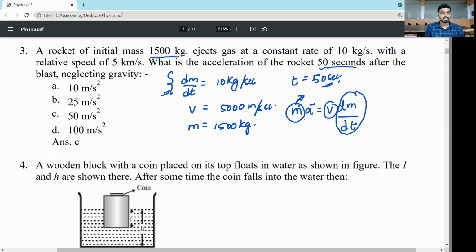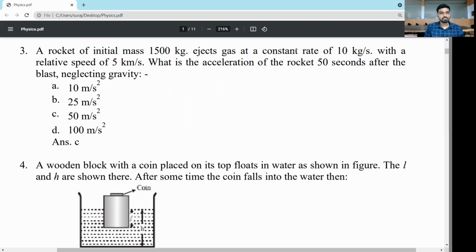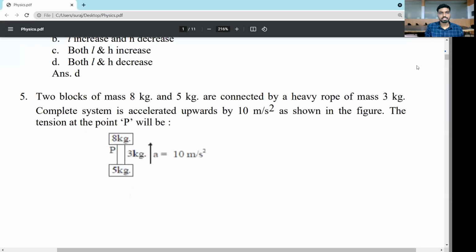Fine. Now coming to question number 4. A wooden block with a coin placed on its top. It's an interesting question. In fact, this is one of the previous year JEE questions. Most of the students will make a mistake in this question.